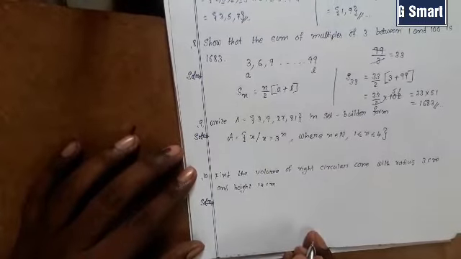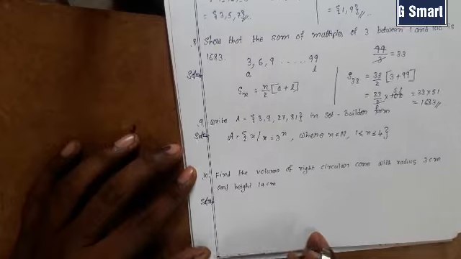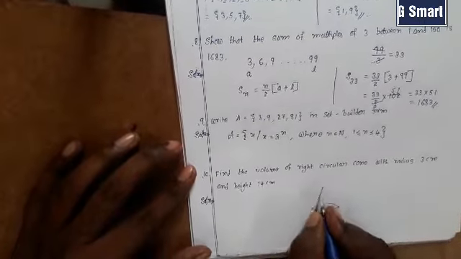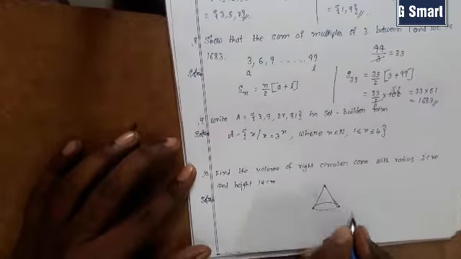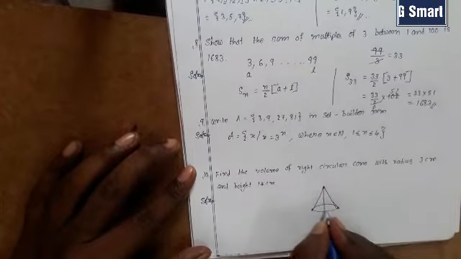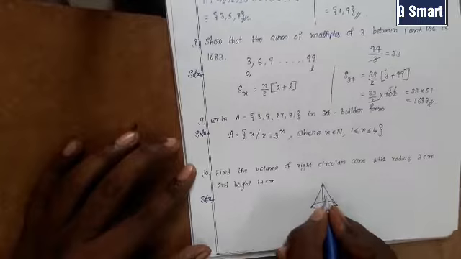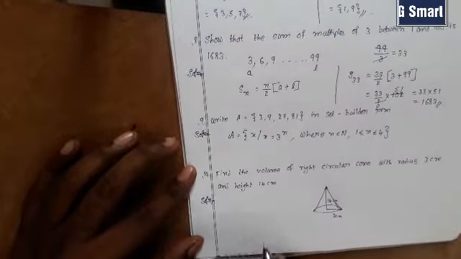Find the volume of a right circular cone with radius 3 and height 14. If you draw the cone diagram, you can easily do the problem. This is the height and this is the radius. Radius 3 centimeters, height 14 centimeters. So they are asking for the volume.